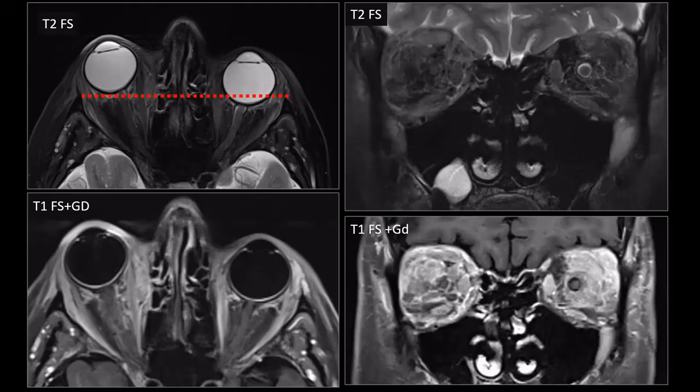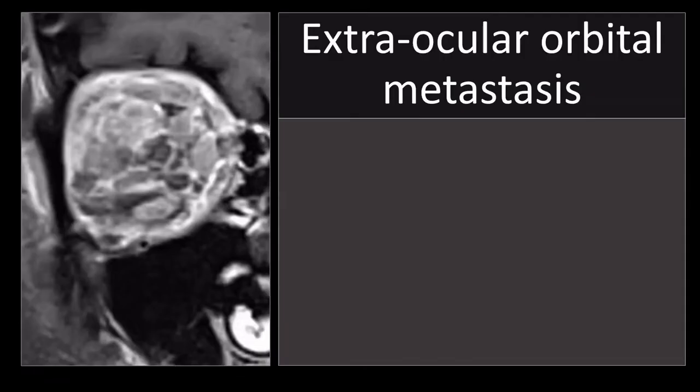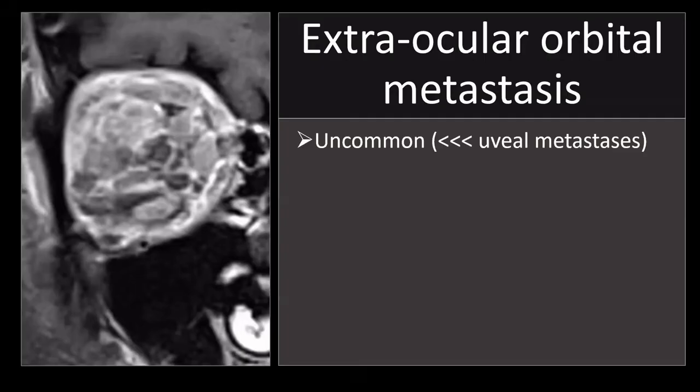Look at these coronal images. The intraorbital fat, but not just intraconally, but also in the extraconal space and surrounding the extraocular muscles, is diffusely infiltrated with contrast-enhancing tissue. What was this? This was an extraocular orbital metastasis. This is not so frequent, it's uncommon, and considerably less common than the uveal or the choroid metastases we talked about earlier in this series.